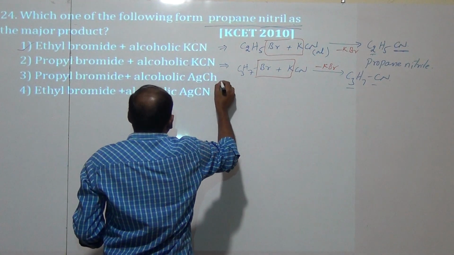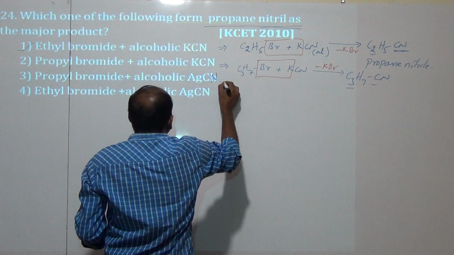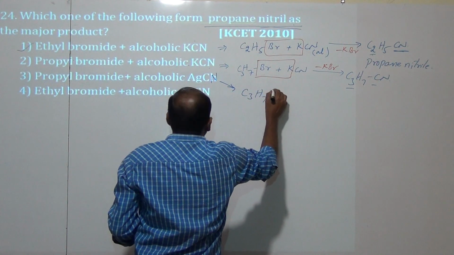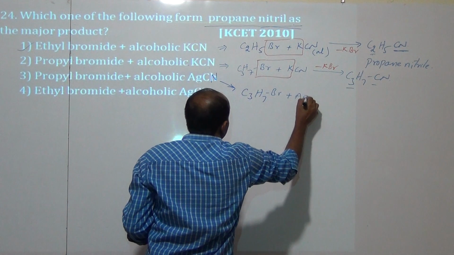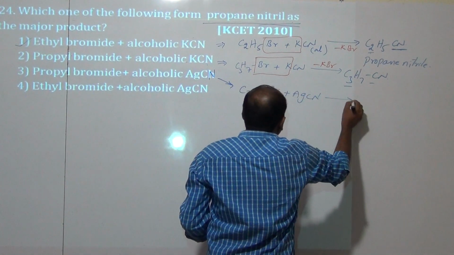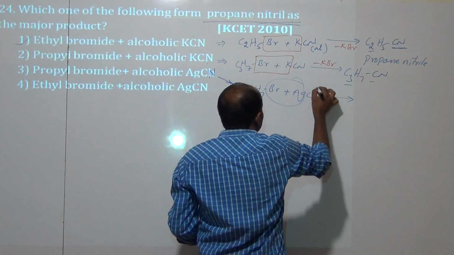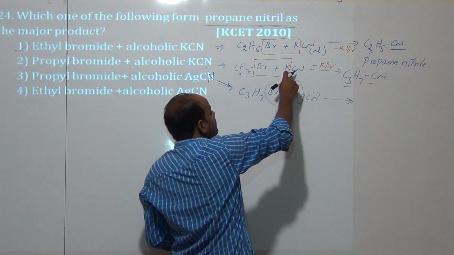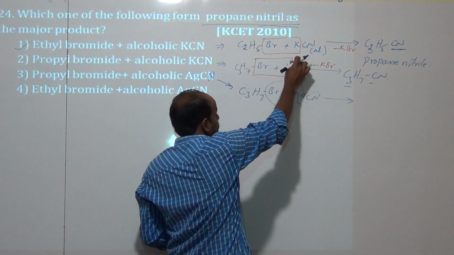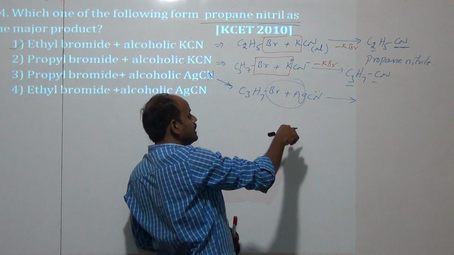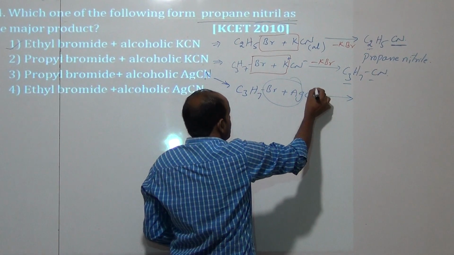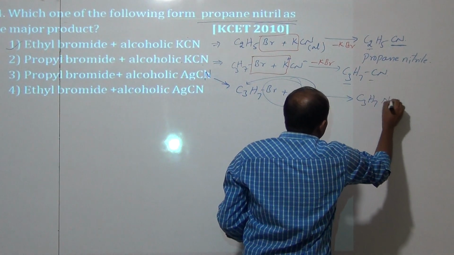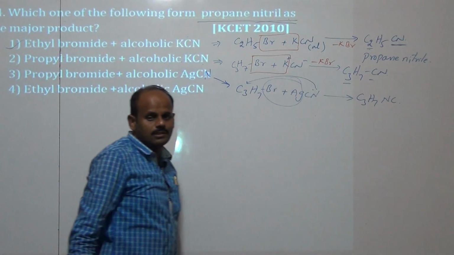If you take this one, this is AgCN. So C3H7Br reacts with AgCN. Then AgBr is removed, but a lone pair of electrons is present on nitrogen. KCN is more ionic, so it is easily converted into ions, but AgCN is more covalent. Hence here the lone pair can attack the carbon. Thus we get C3H7NC, isocyanides, but not nitriles.